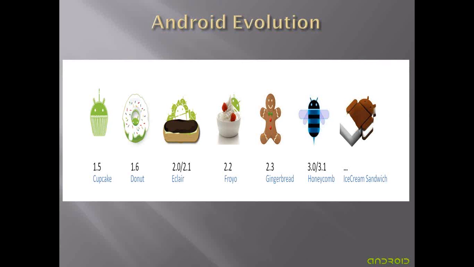There are minor differences between 1.5, 1.6, 2.0, 2.2, 2.3. Up to 2.3, there are minor releases. We can call these the minor releases, when not many big features were changed. But coming to 3.0, Honeycomb.